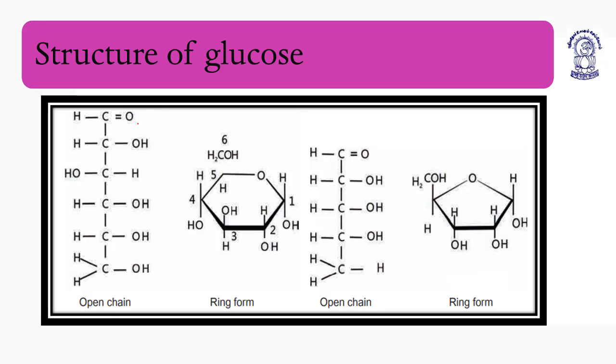So the open chain structure was studied by Fischer, and the ring form was studied by Haworth. This is known as what? Fischer projection, and this is the Haworth projection, right?